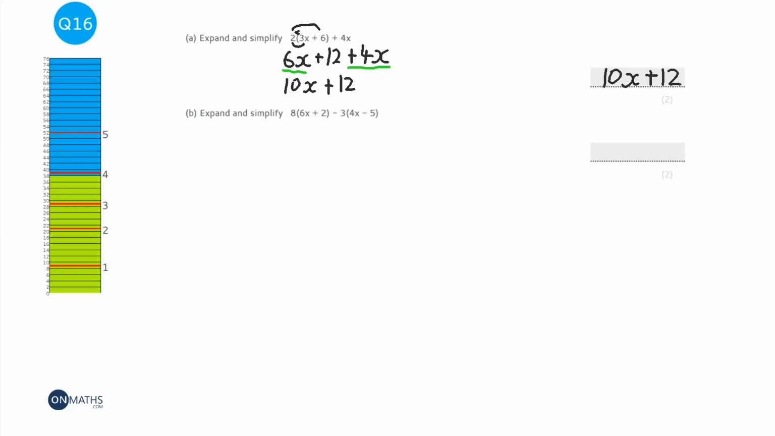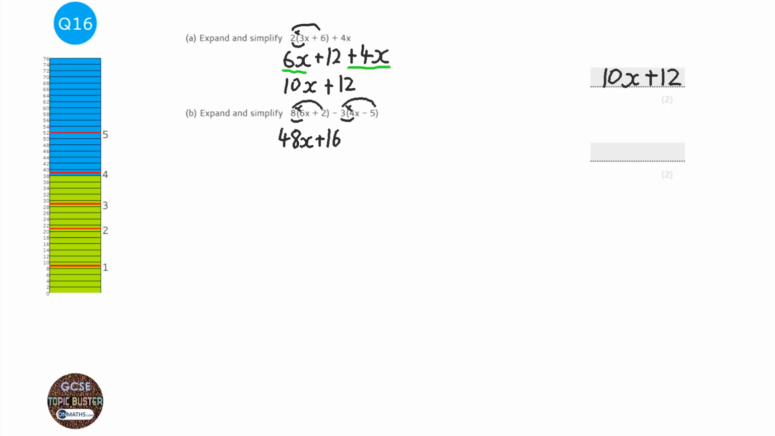Okay, the next one, there's a double smiles and rainbows. We've got one here, put a little times sign there, and we've got one here. So we'll do the first one first. So 8 times 6x, so we do 8 times 6, which is 48, and then we've got the x. Then we do 8 times positive 2, which is 16, so plus 16. Now that's nice and easy.